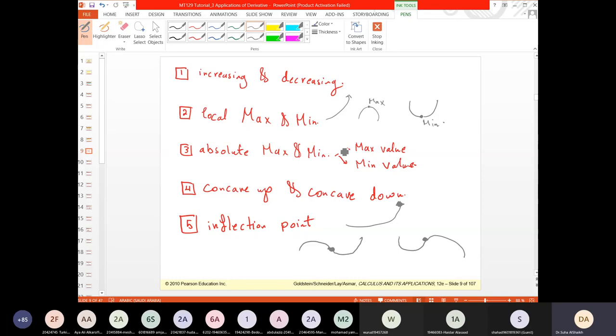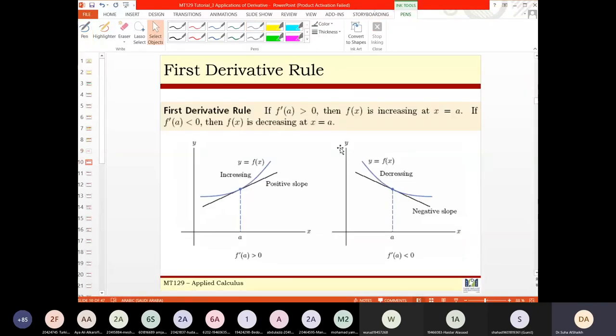Good. Now, we're still just defining the things. We still didn't apply it mathematically. So let's start talking about how to know about the increasing, decreasing, and how to know about concave up and concave down using the first derivative. This is why we are talking about those things, because we apply the derivative to them.